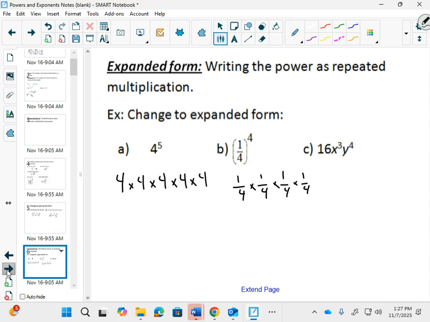Answer. 4 to the 5 is equal to 1024. See.